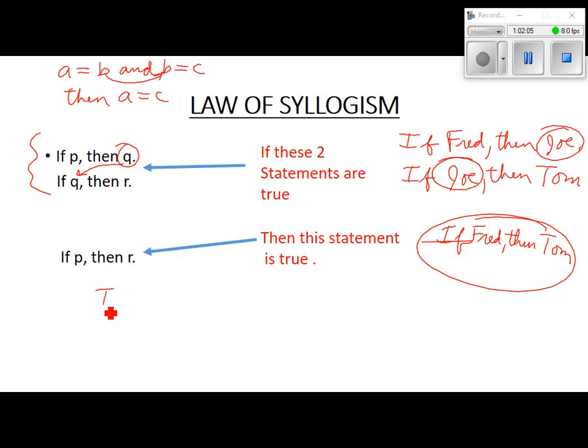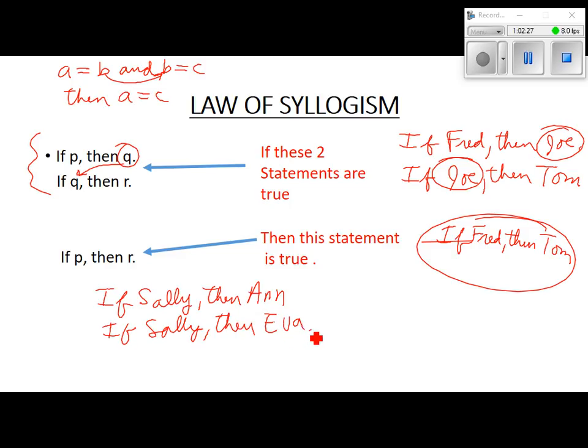So what if I wrote this? If Sally, then Ann. If Sally, then Eva. What conclusion can we draw there? None. And that's what you write. No conclusion, or no conclusion is possible, however you want to write it out. All right? We can't draw a conclusion here because it's in the wrong order.